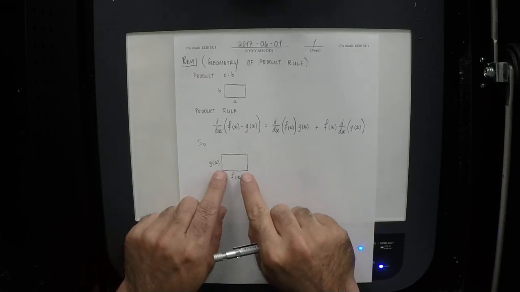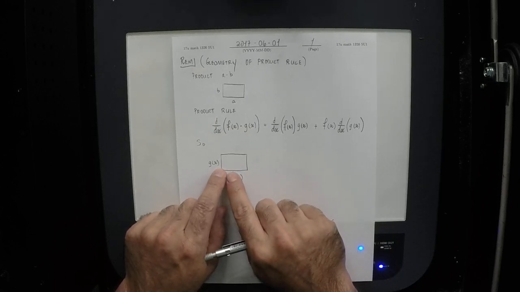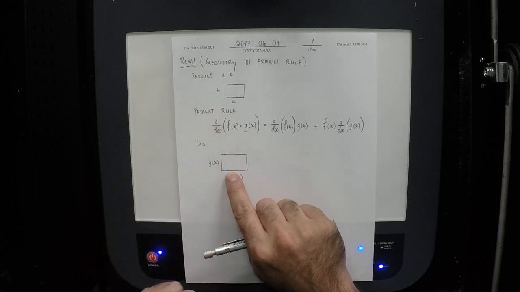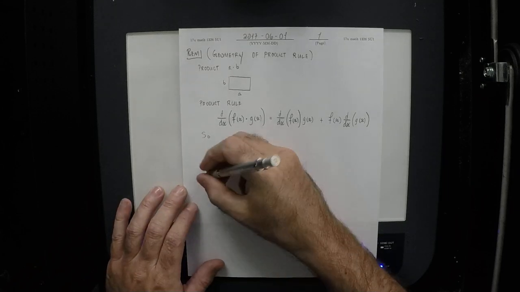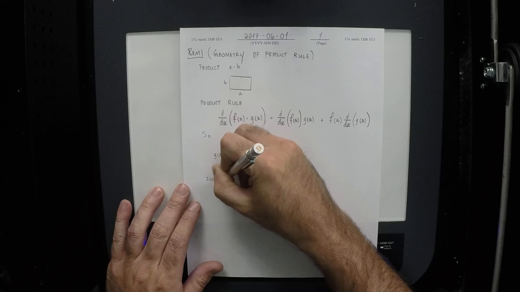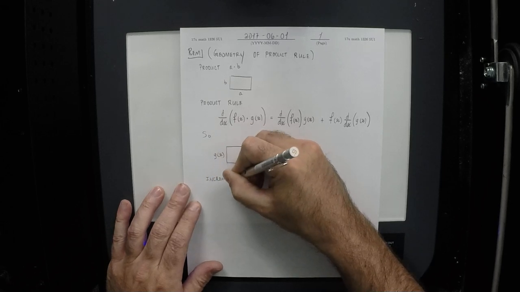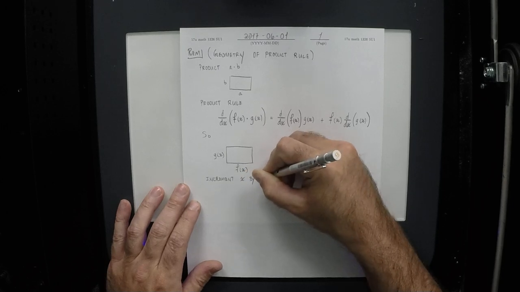If f happens to be getting bigger, then you'd see it getting bigger this way. If g happens to be getting bigger, you'd see it getting bigger that way, etc. So this rectangle can move. So let's say that we increment x by an amount delta x.